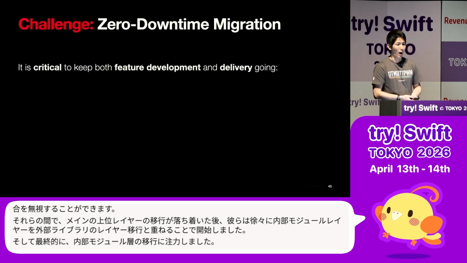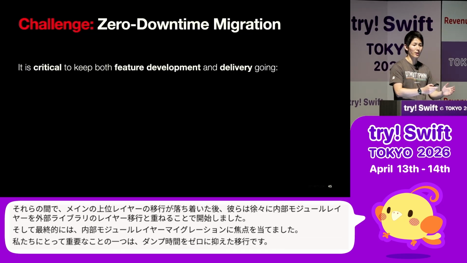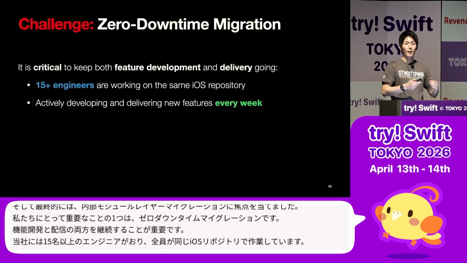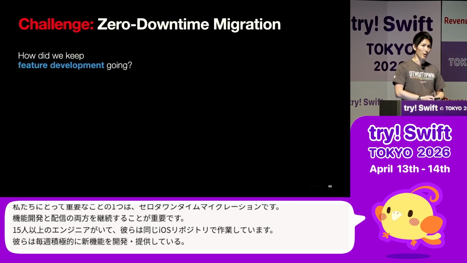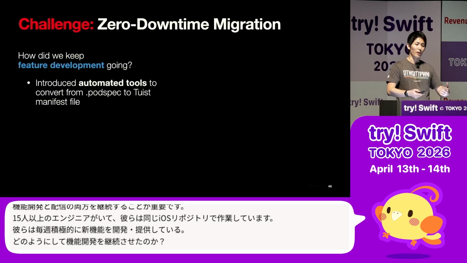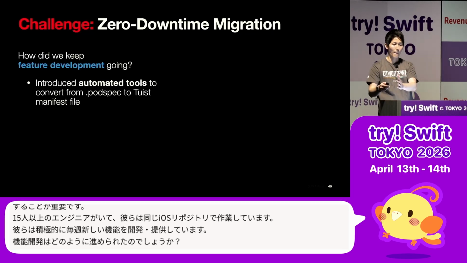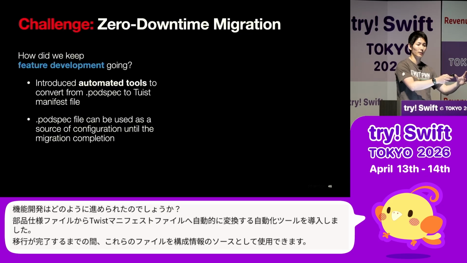One important thing for us is the zero-downtime migration. It is critical to keep both feature development and delivery going because we have 15 or more engineers and they are working on the same iOS repository and they are actively developing and delivering new features every week. How did we keep feature development going? We introduced automated tools to convert from pod spec file to Tuist manifest file automatically. And the pod spec file still can be used as a source of the configuration until we finish the migration. I will talk about these details later.